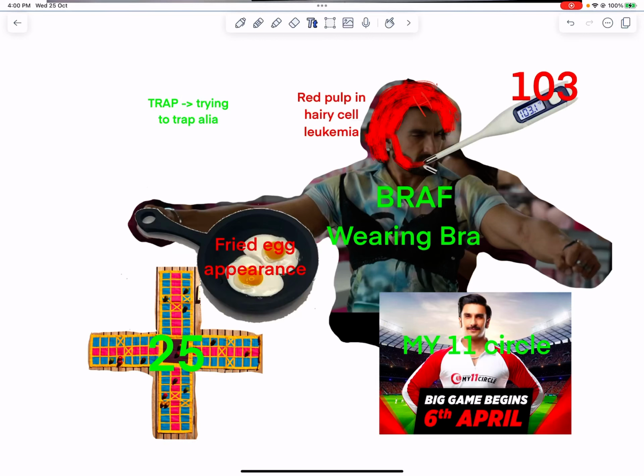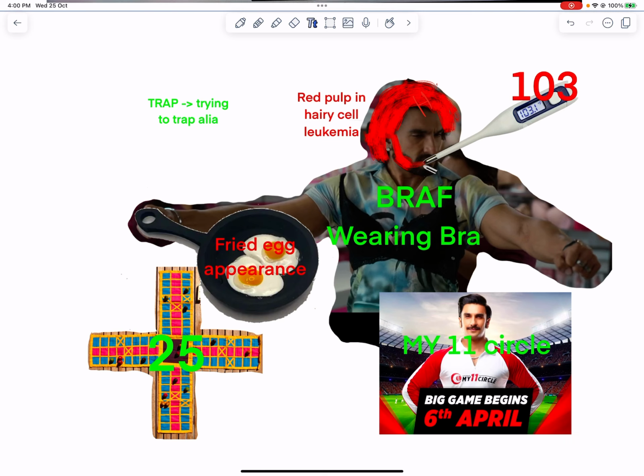Now, we often come across hairy cell leukemia and the numbers that are associated with it. So here is an effort to learn that. Obviously many of you would know that this is a scene from Rocky Aur Rani Ki Prem Kahani, where Ranveer Singh is wearing a bra. Now he is wearing a bra and he is having red hair.